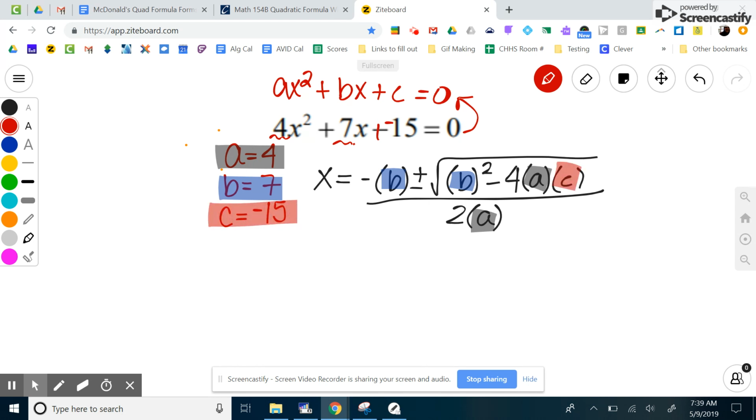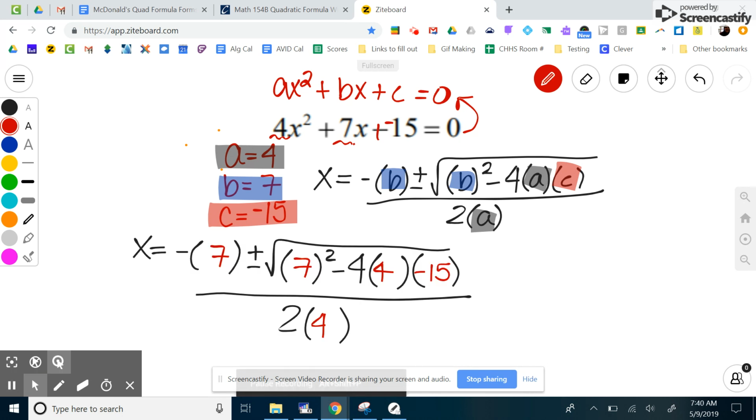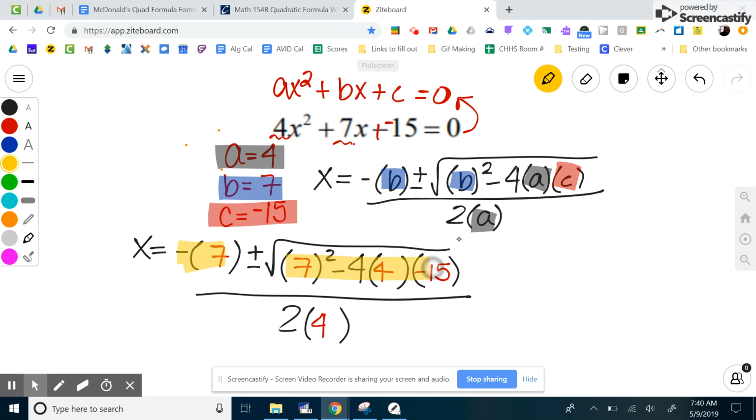So pause the video, plug them in. Is this what you got when you plugged them in? I got x equals the opposite of 7 plus or minus the square root of 7 squared minus 4 times negative 15 all over 2 times 4. So remember, when we simplify this, we do it in 3 spots. We do this part, we do this part, and we do the bottom. So we're going to go ahead and simplify this now.